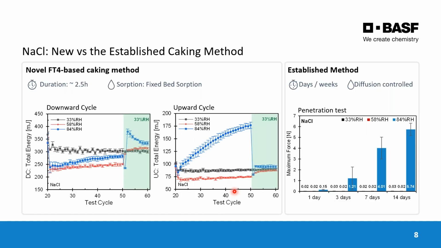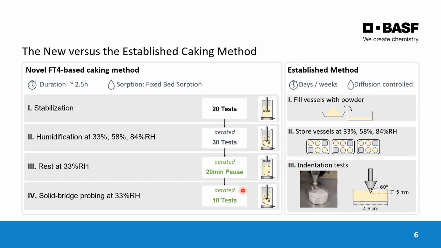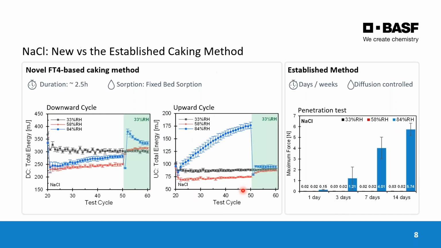Right, now let's talk about the actual experiments. We've got two different experiments here, but I want to focus today on just one of those. I want you to focus on this experiment here on the right. It says upward cycle. We don't report the first 20 cycles because that's just stabilization, remember? But we report on the next set. In the next set here, and I think if we go back here, we'll see it, we're humidifying for 30 tests.